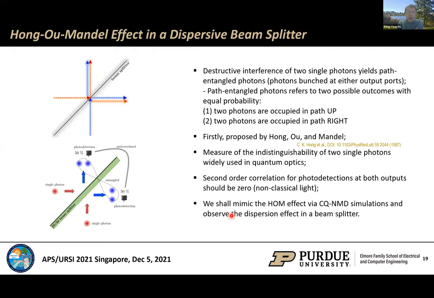I'm going to show you two numerical examples of quantum electromagnetic phenomena. One is the Hong-Ou-Mandel effect. The Hong-Ou-Mandel effect is widely used in quantum optics to measure the extent of indistinguishability of two photons, meaning how similar they are, for example, in terms of their frequency, bandwidth, or polarization.